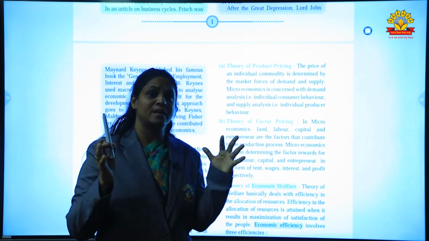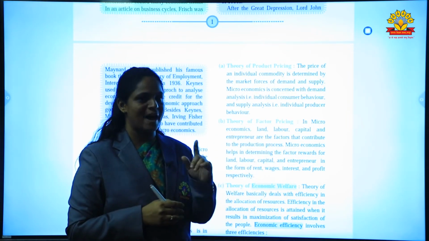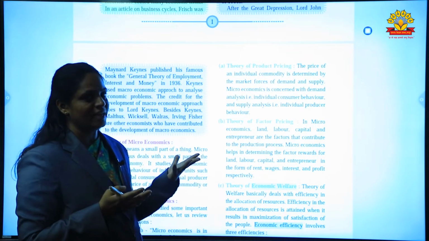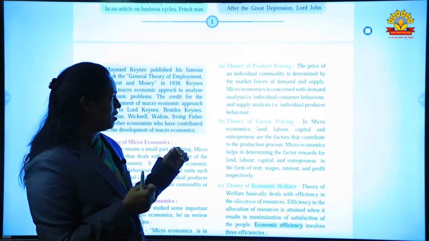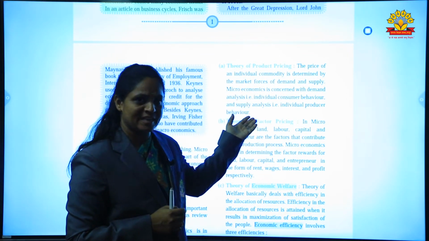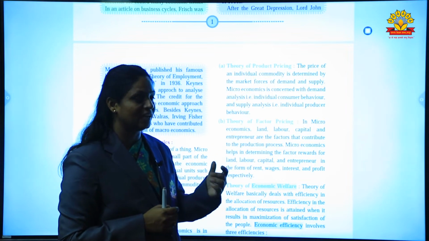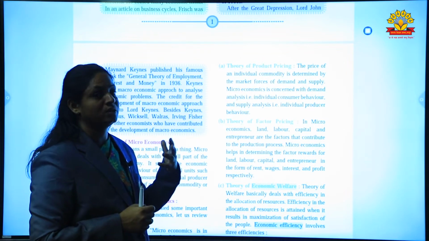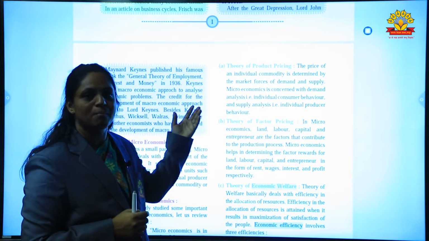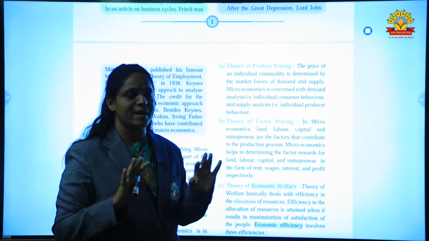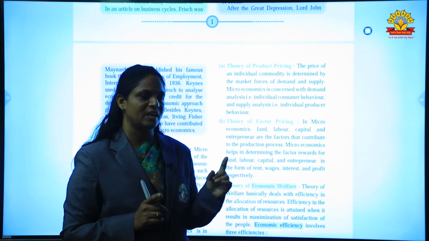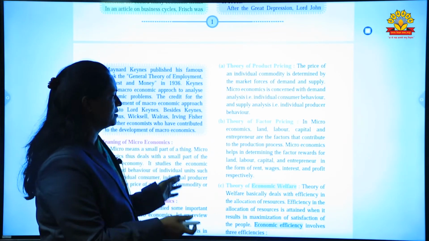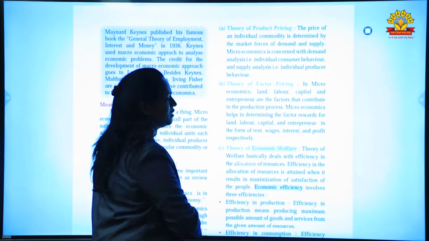When we use the word demand, that is related with the buyer's behavior. What buyers think, what the tendencies of buyers are, we discuss in microeconomics. After that, supply analysis. Supply means producer. What the producer thinks regarding supplying units, regarding supply activity, is discussed in microeconomics. Microeconomics is mainly related with pricing theory, product pricing theory. That is the main part of microeconomics. Let us see theory of factor pricing.